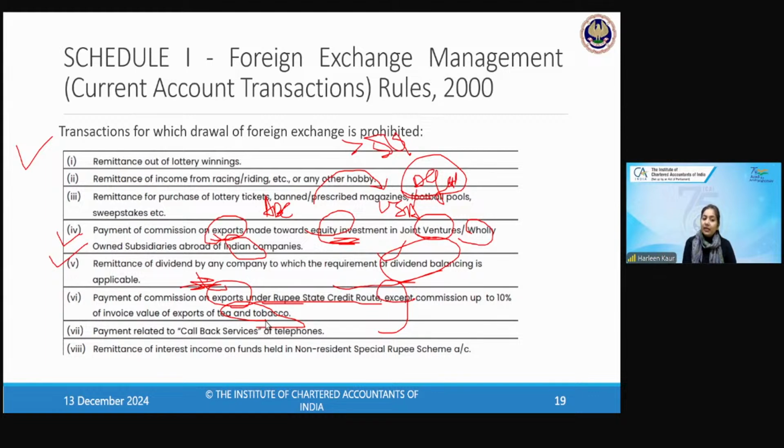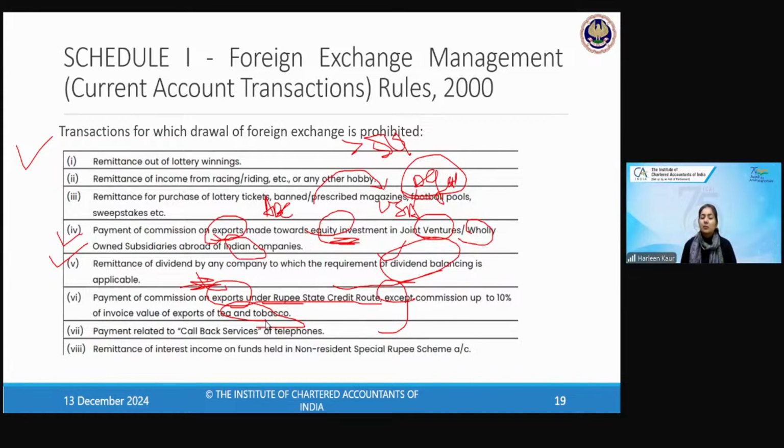Is that clear, children? And the seventh point is payment related to callback services of telephone. So the examiner will ask you, is a callback service of telephone a prohibited or a permissible current account transaction? You will say payment related to callback services of telephones falls under Schedule 1 of current account transactions, which is strictly prohibited. These are the transactions for which withdrawal of foreign exchange is strictly prohibited. So it is not allowed.